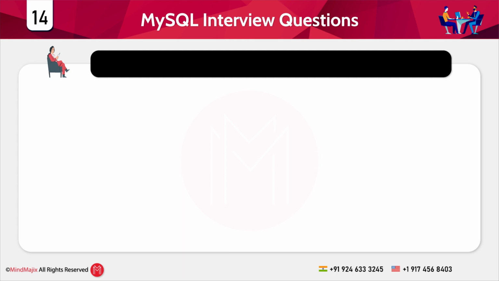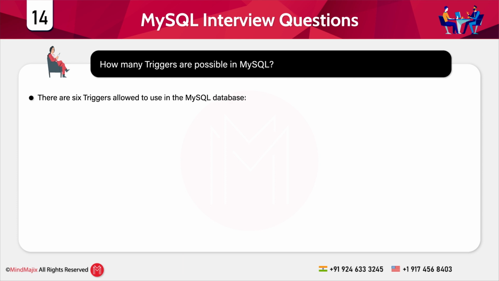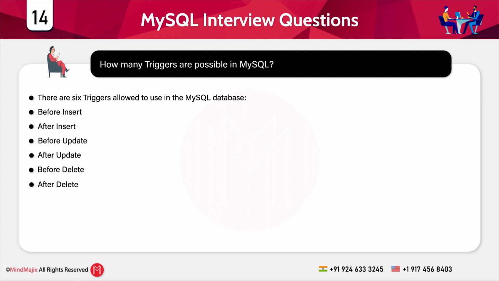The next question over here is, how many triggers are possible in MySQL? So guys, there are 6 triggers which are allowed in the MySQL database, and those triggers are before insert, after insert, before update, after update, before delete, and after delete.